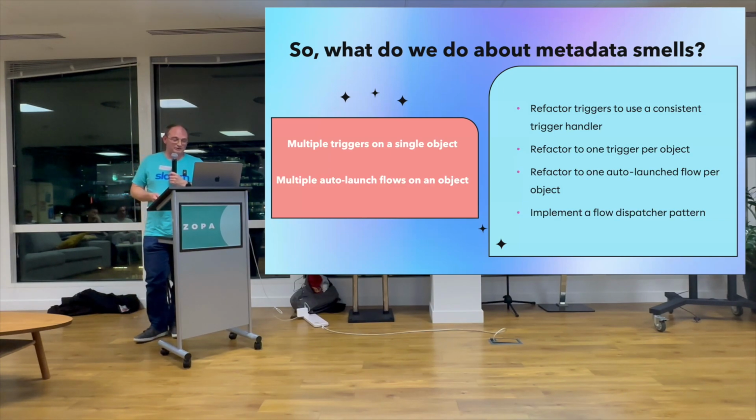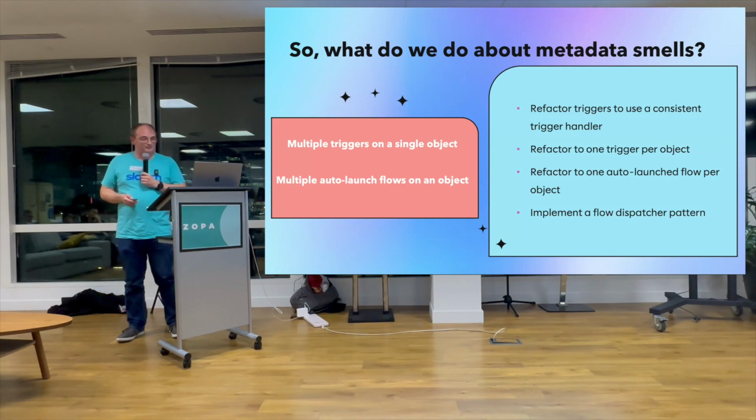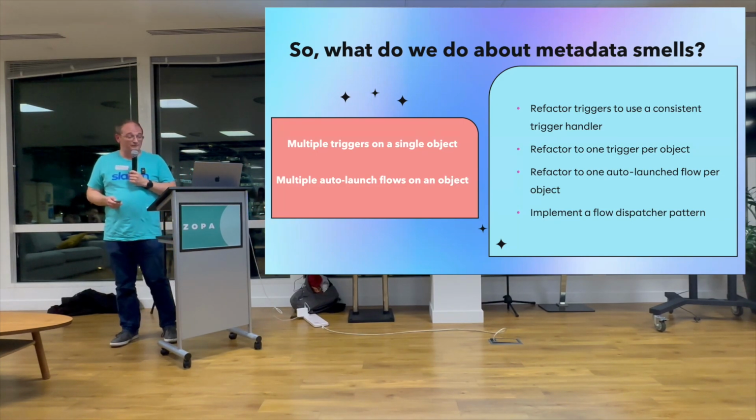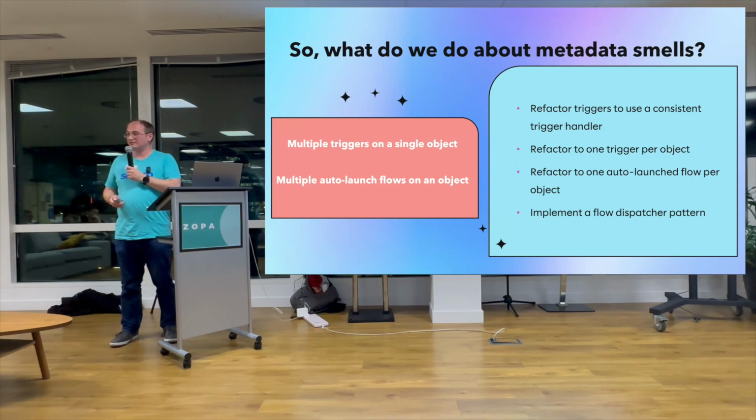The multiple triggers thing is like no one should be doing that. We've had trigger factories for ages, so yeah, sort that out. And follow the same thing for auto-launch flows. Otherwise, you're just going to be in a complete mess. Use a flow dispatcher instead.